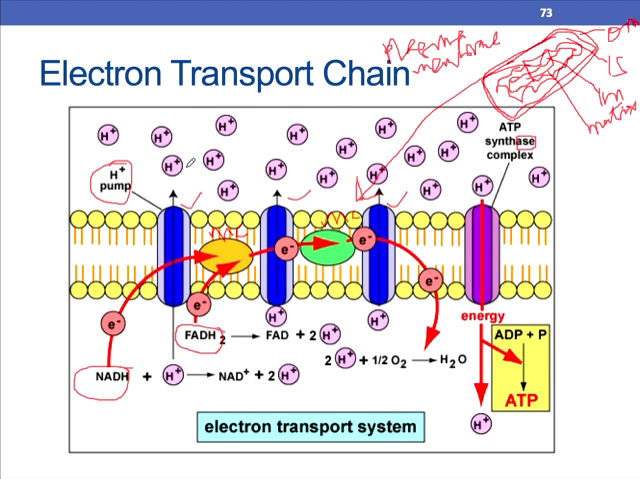Now, it gets to a point where you have an imbalance of positive charges. You have more positive charges in the intermembrane space than in the matrix. And then you also have more hydrogen on this side in the intermembrane space than in the matrix. And this is an example of what we call an electrochemical gradient.